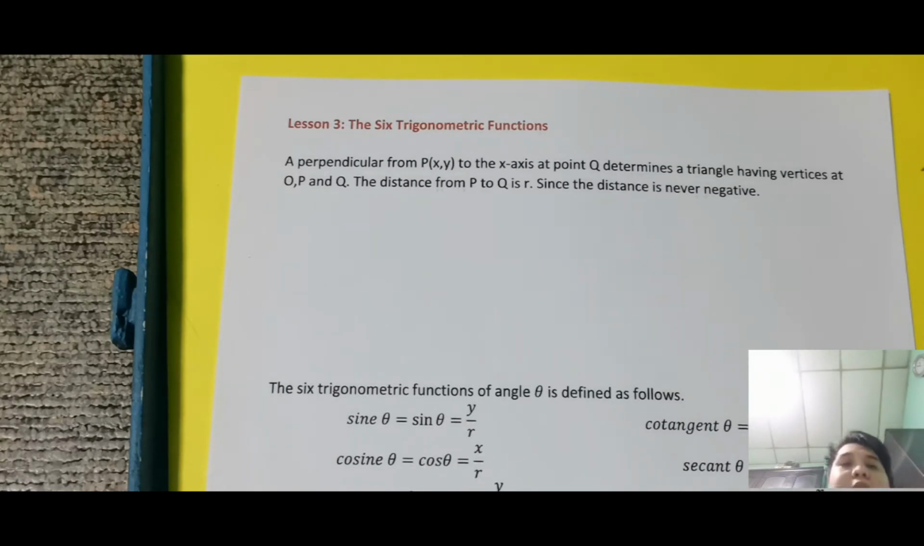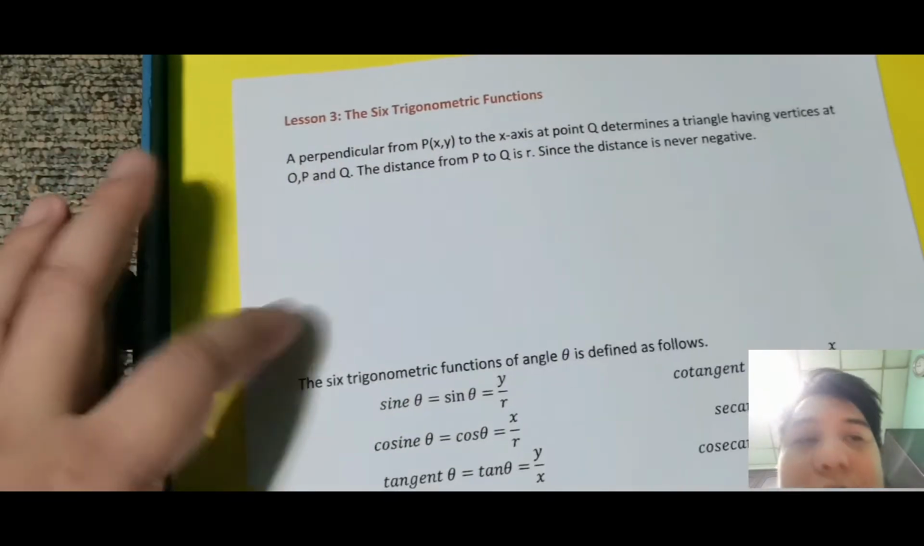Okay, so let's have a perpendicular from point x comma y to the x-axis at a point Q. Determine a triangle having vertices at O, P, Q. The distance from P to Q is R since the distance is never negative. So ano ba ang ibig sabihin niyan? Drawing lang natin, illustrate natin.